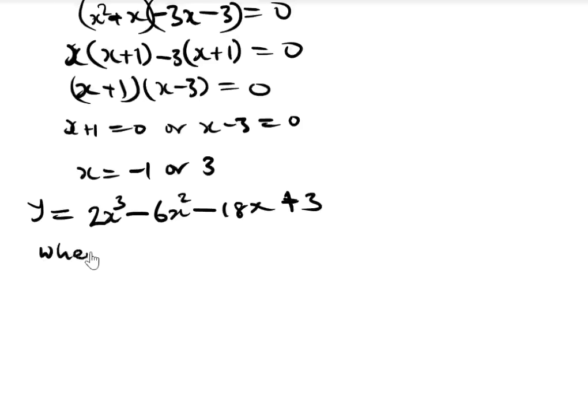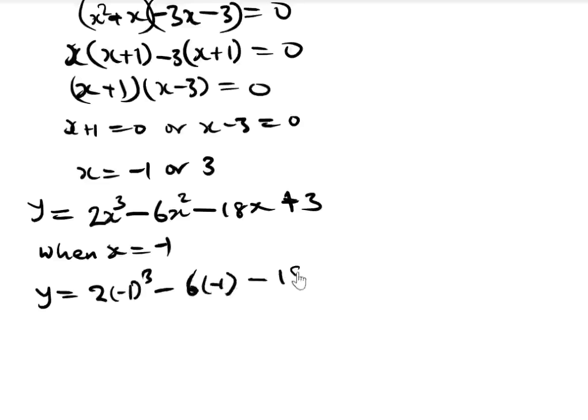Therefore, when x is equal to minus 1, y will be equal to 2 into minus 1 cubed, minus 6 into minus 1 squared, minus 18 into minus 1, plus 3. This is the same thing as 2 times minus 1 cubed, and minus 1 cubed is minus 1. And minus 1 multiplied by 2 will be equal to minus 2.